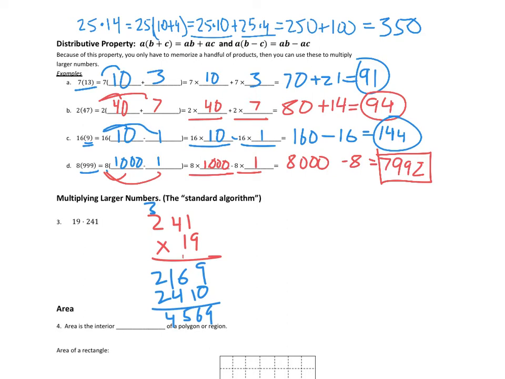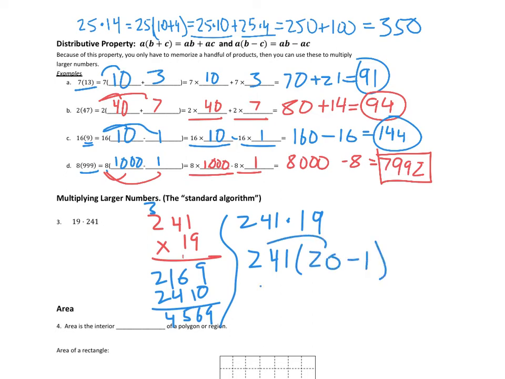So that's the standard algorithm. Think about this. One other way we could have done this, 241 times 19. Let's use the distribution method here. We could have said 19 is really close to 20 minus 1. And then we do 241 times 20, minus 241 times 1. This is something we could have done.